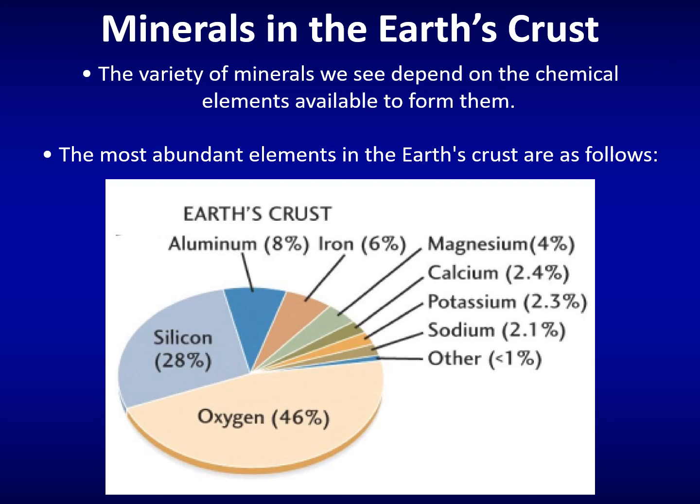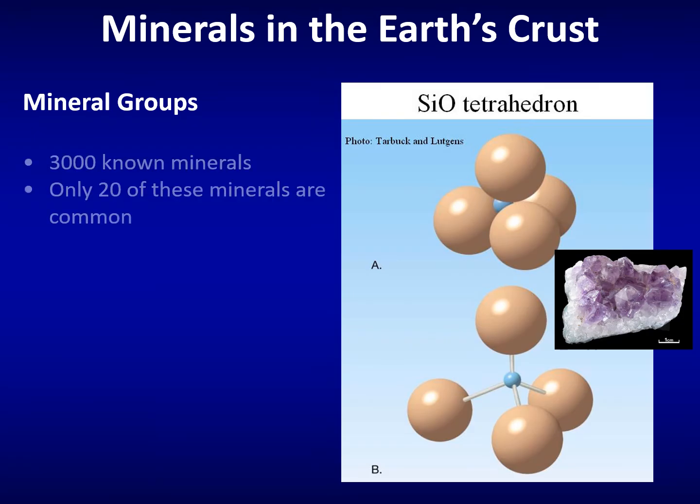The variety of minerals we see depends on the chemical elements available to form them, and as we noted before, the most abundant elements in the Earth's crust are oxygen, silicon, aluminum, iron and magnesium, calcium, potassium, sodium. Those are the main ones that make up most minerals on the Earth's surface. In fact, there are 3,000 known minerals. Only 20 of these minerals are common.